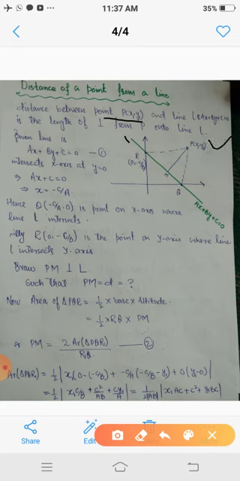Now we have to find the distance. What is the distance between this point and this line? Actually, the distance between the point and the line is the perpendicular distance between the two. Now this line intersects the x-axis and the y-axis.